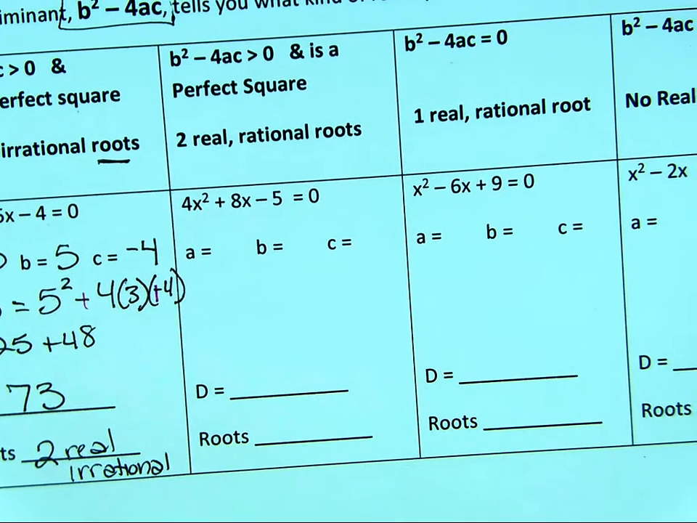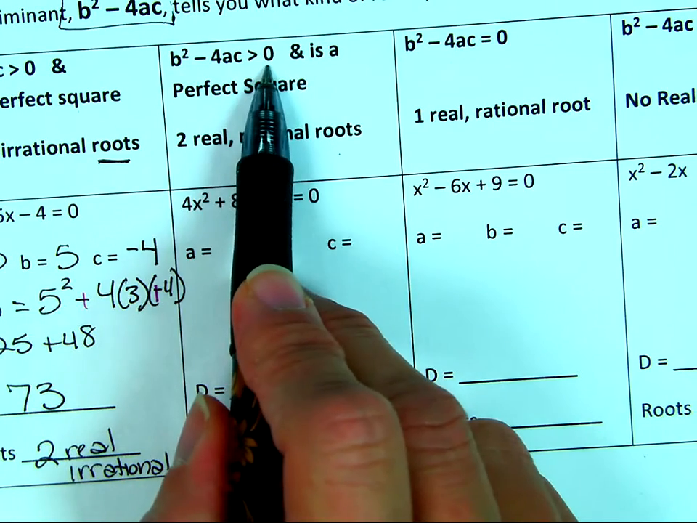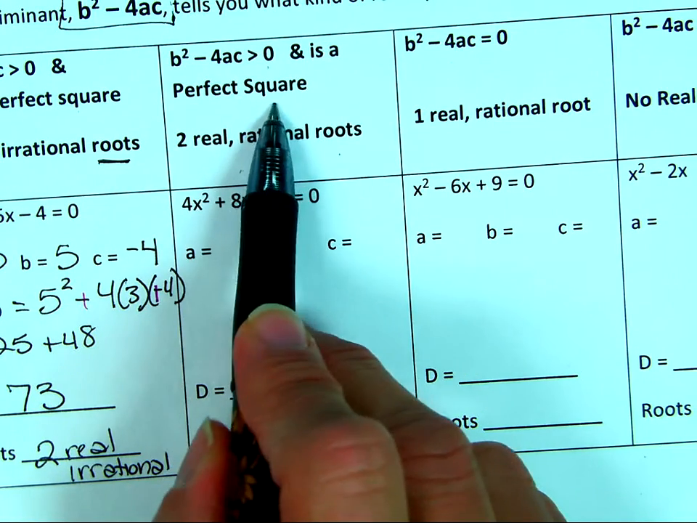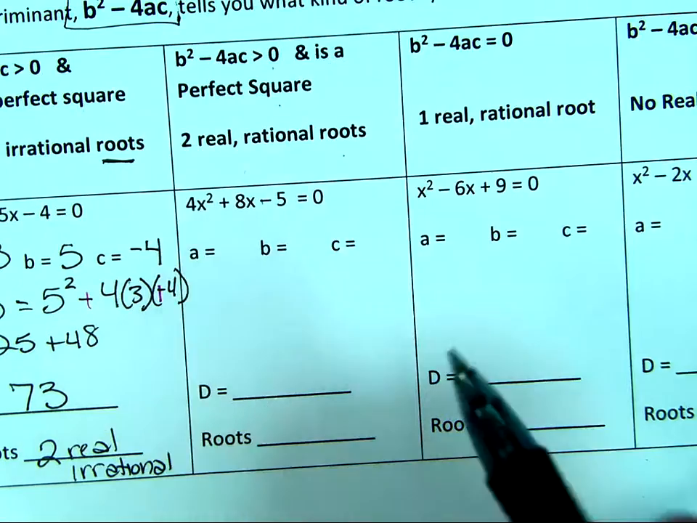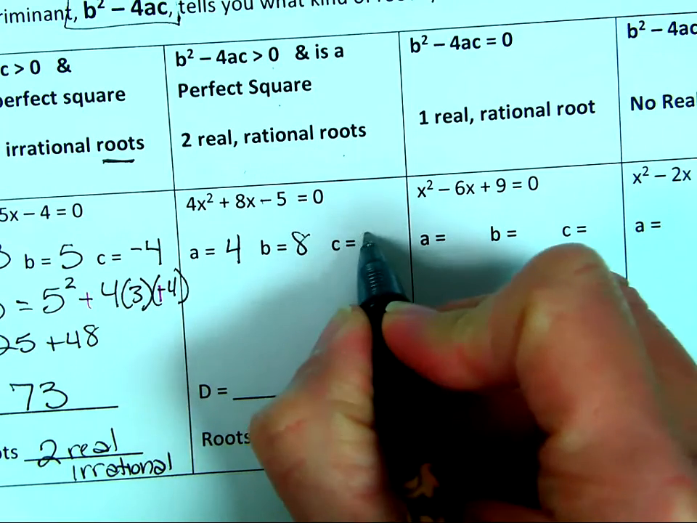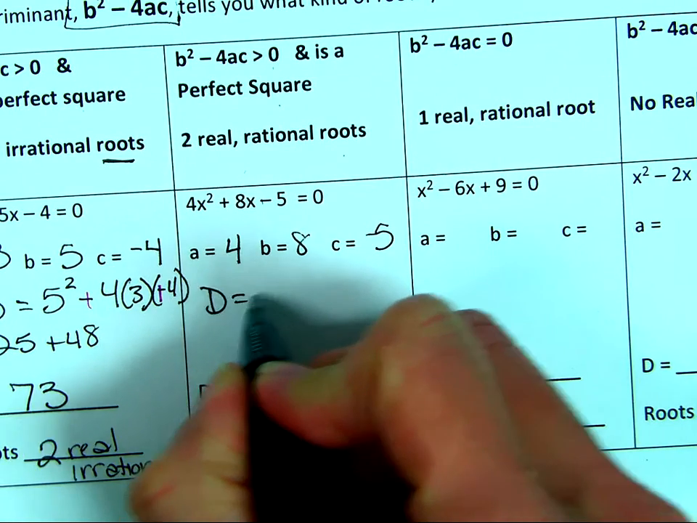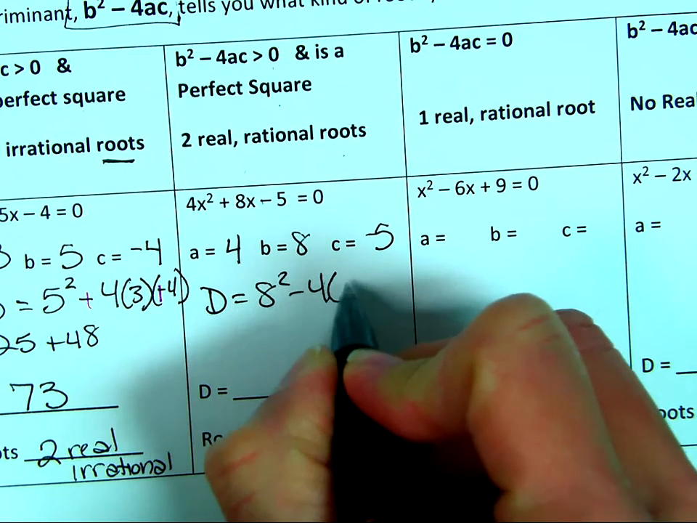And now we're going to talk about two real rational roots. So if the discriminant is greater than 0 and it's a perfect square, then there's two real rational roots. So again, a is what's in front of x squared, b is what's in front of x, c is the constant. So we're going to take b squared, my discriminant equals b squared minus 4 times a times c.